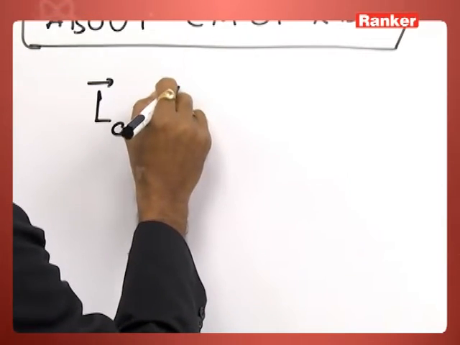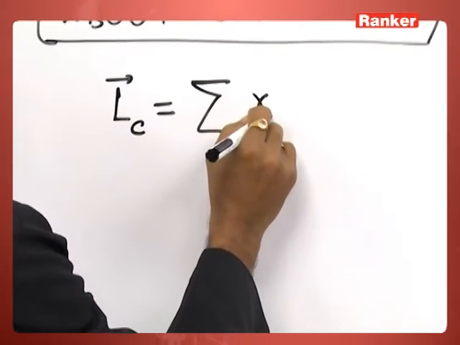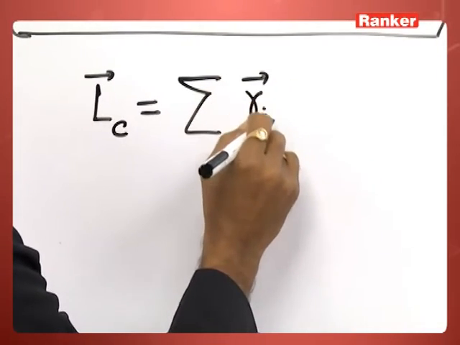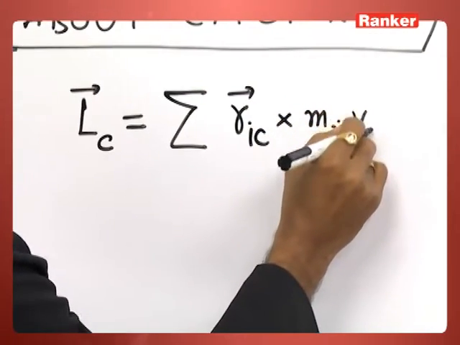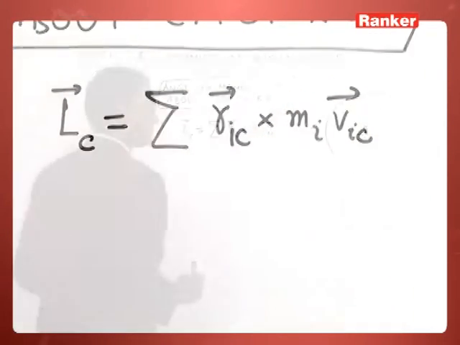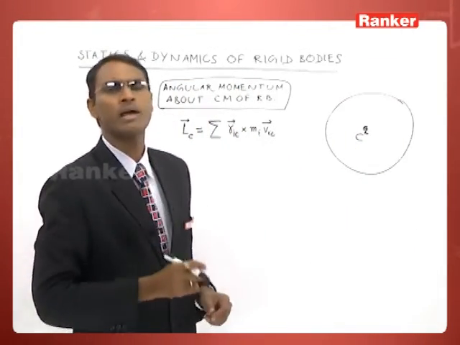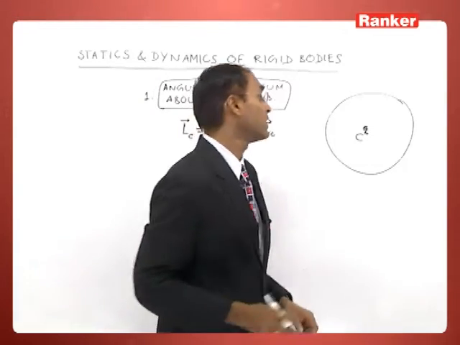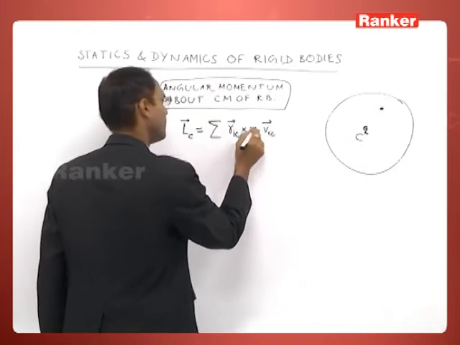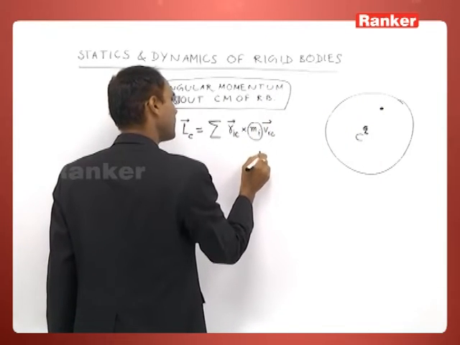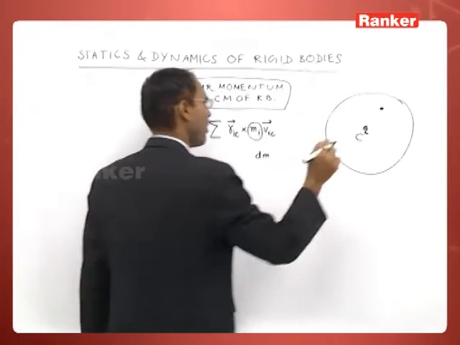And this is equal to the sum of angular momenta of all particles with respect to the center of mass. The particles are discrete, but for a rigid body, we cannot distinguish one particle from the other. The particles are continuously arranged. Therefore, instead of the ith particle, we can write a very small segment of the rigid body.